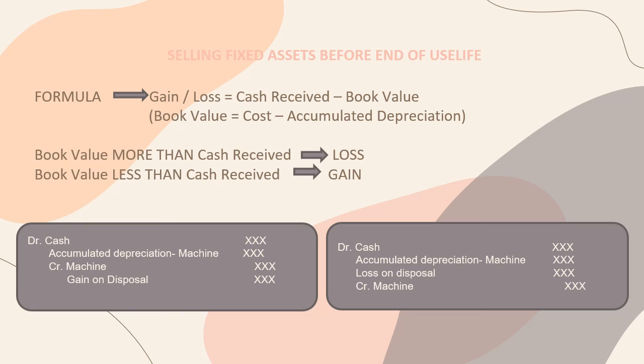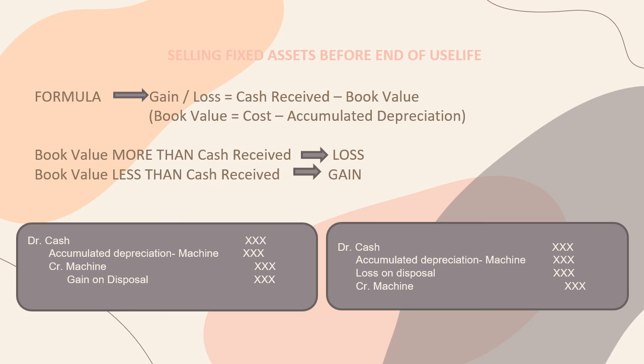Now we move to selling fixed assets before the end of useful life. The formula is gain or loss equals cash received minus book value. If book value is more than cash received, it means loss. If book value is less than cash received, it means gain.